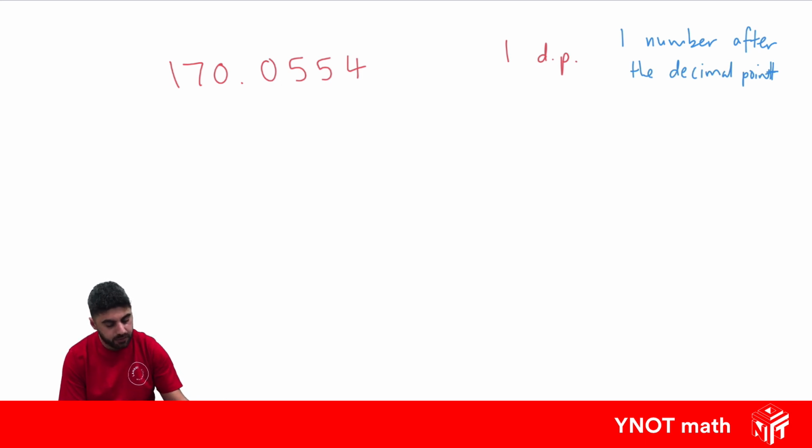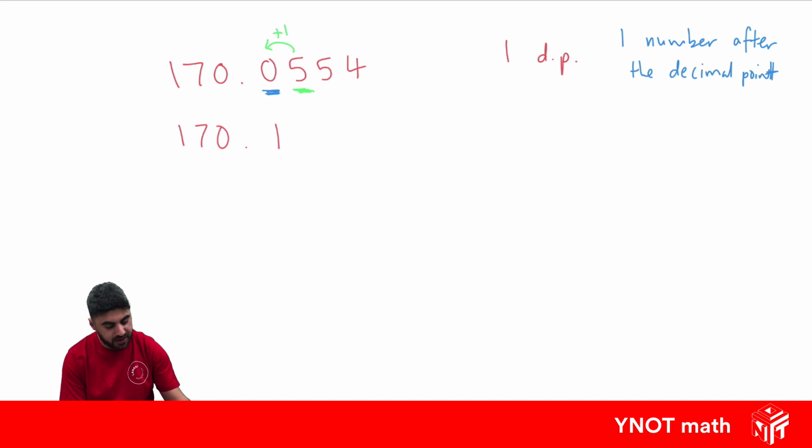Now, we're interested in this number here because it's the first one after the decimal point. To know if we should round it up or leave it the same, we have to look at the next number, this one here. If that number is 5 or higher, we want to increase the one before it by 1. And in this case it is, it's 5, so that means the number before it needs to be increased by 1, and then we get rid of everything else after that, because one decimal place means we only want one number after the decimal.